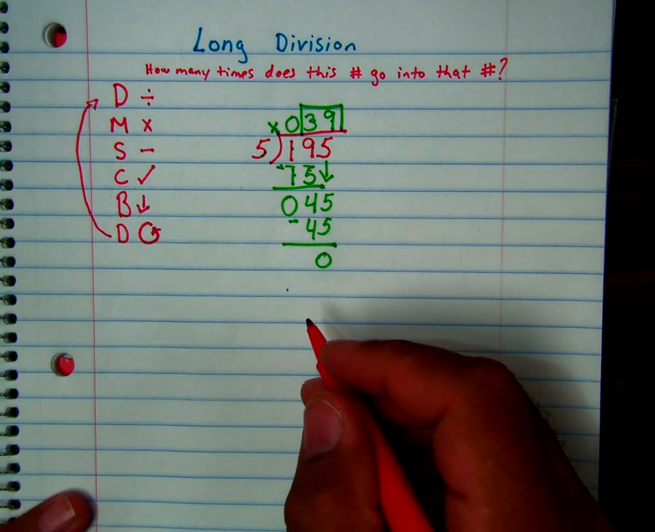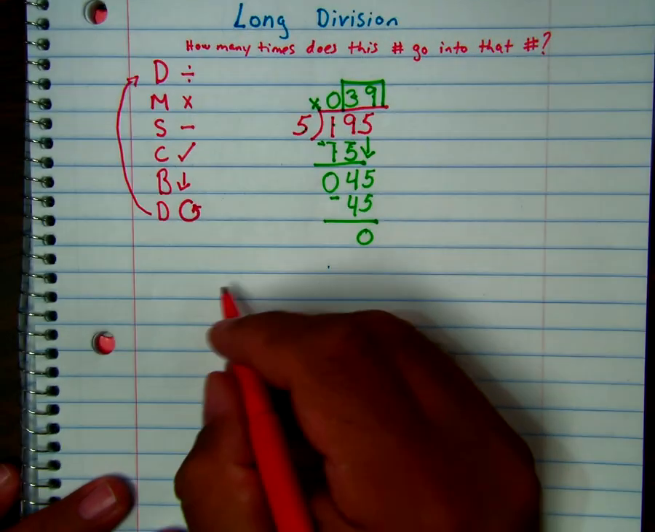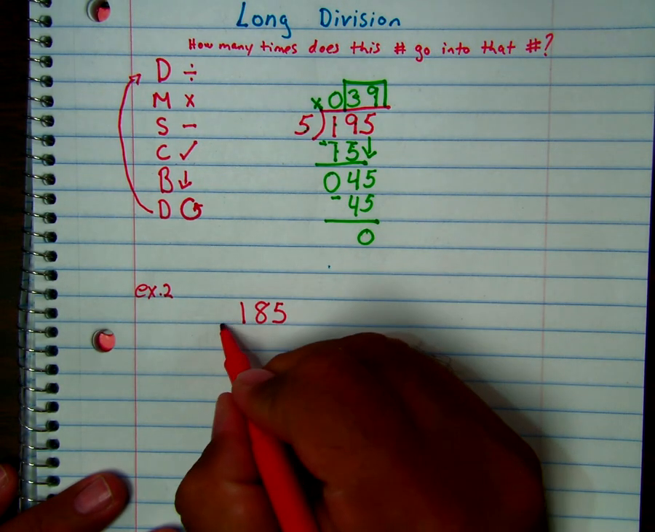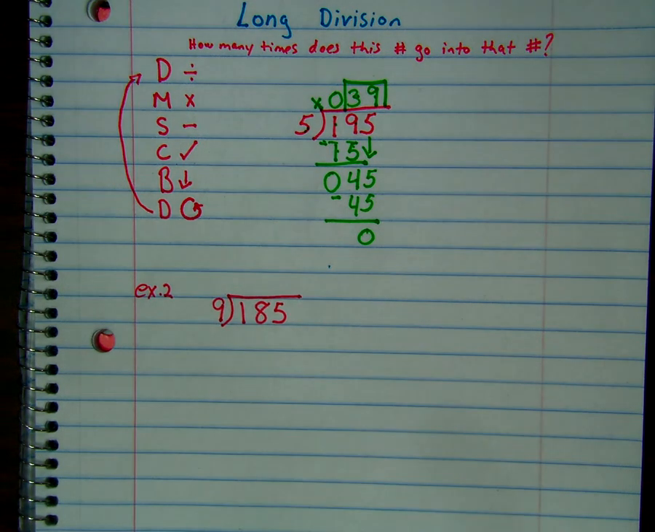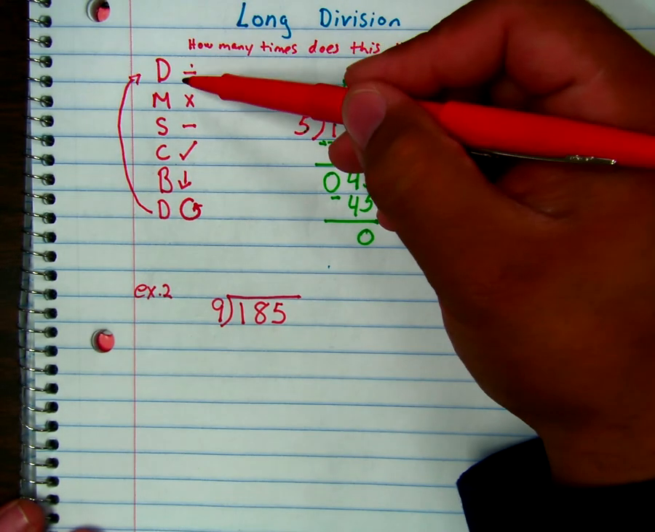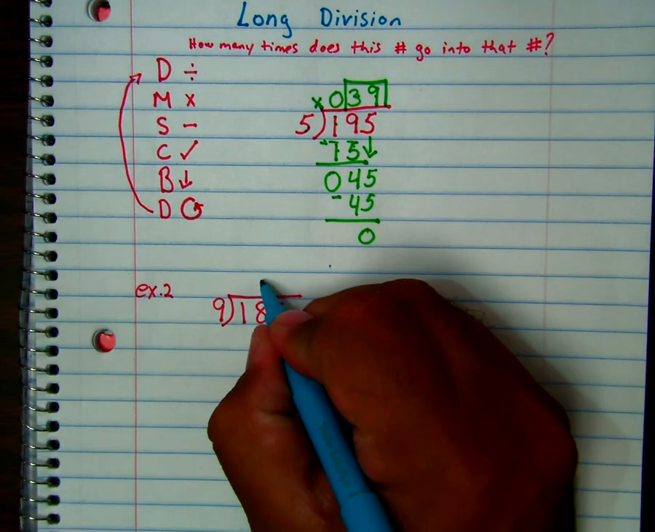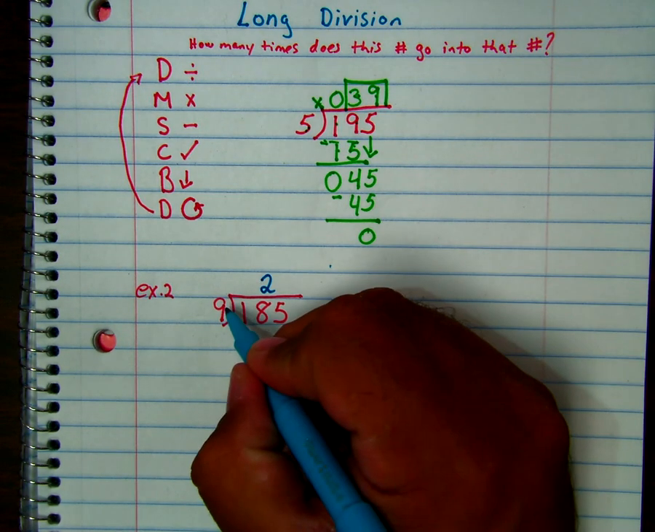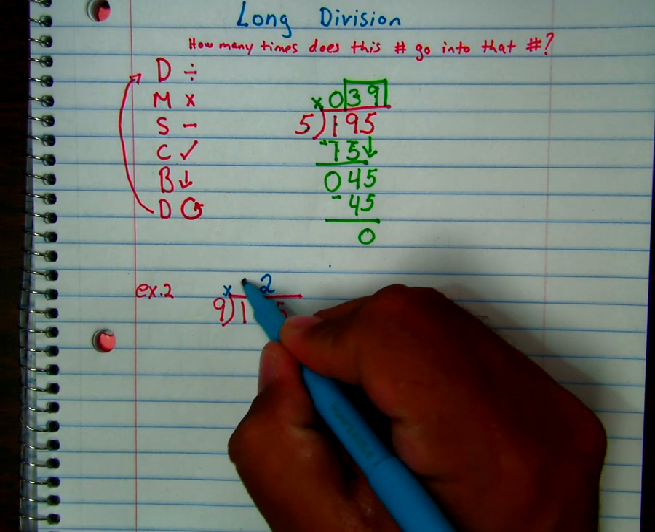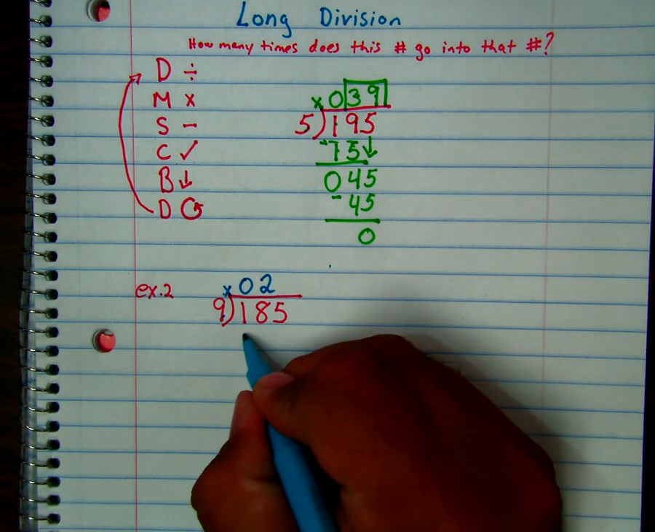Okay, we'll go with 185. This is going to be example 2. 185 divided by 9. Now, we ask ourselves, how many times does 9 go into 18? 9 goes into 18 twice. 9 times 2. Oh, well, I'm sorry, I skipped a step. How many times does 9 go into 1? That would be a 0. Okay, then how many times would 9 go into 18? 9 times 2, which is twice. 9 times 2 is 18.